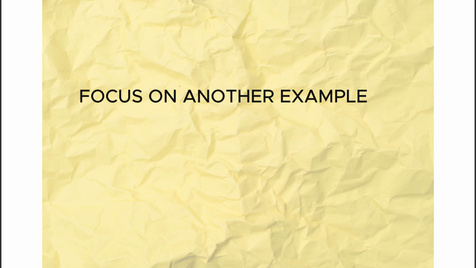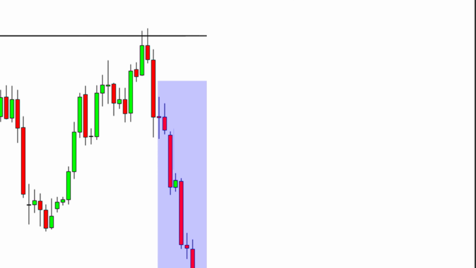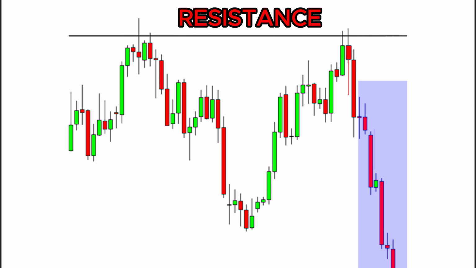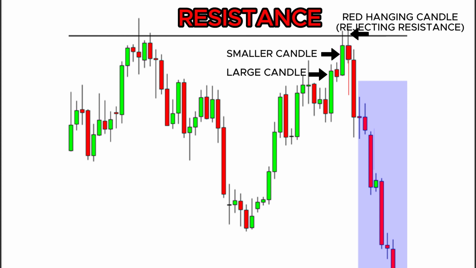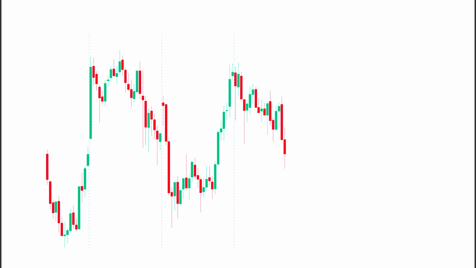So let's move on to another illustration. This is an important level of resistance because, as you can see, we have a double top here before the price begins to decline. Look at how the candles begin to act when the price once more approaches this level of resistance. A large candle is first, then a smaller candle, and finally a smaller red hanging candle. A wonderful trading opportunity then presented itself in the form of a candle in which the wick is rejecting this level of resistance before falling.